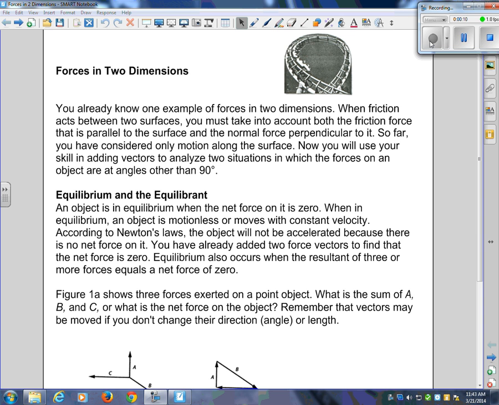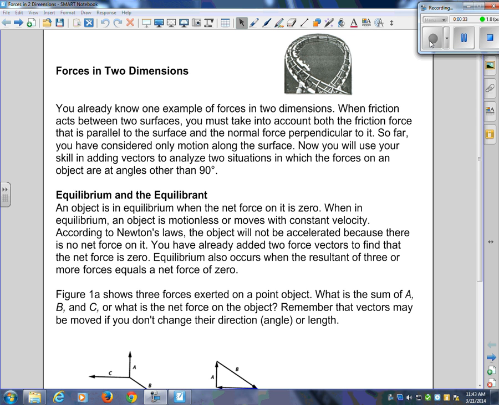You already know one example of forces in two dimensions. When friction acts between two surfaces, you must take into account both the friction force that is parallel to the surface and the normal force perpendicular to it. So far, you've considered only motion along the surface, but that's what we've been talking about. Now you use your skill in adding vectors to analyze two situations in which the forces on an object are at angles other than 90 degrees.